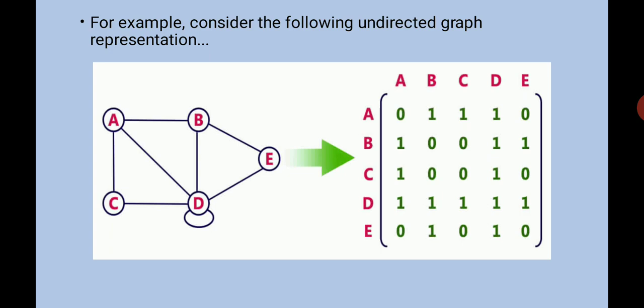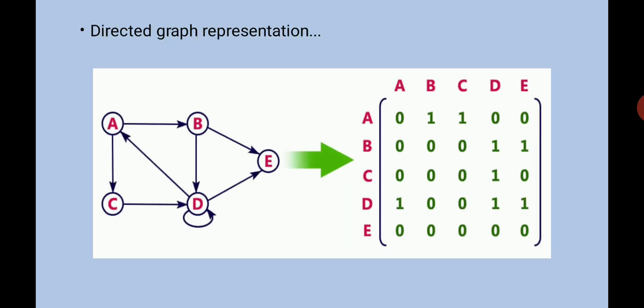From B to B there is no edge, so 0. From B to C there is no edge, so 0. From B to D, yes, we have an edge, and that is 1. And from B to E, yes, we have an edge, so it is 1. Similarly, we do it for all the other subsequent vertices. Now this is a case of an undirected graph.